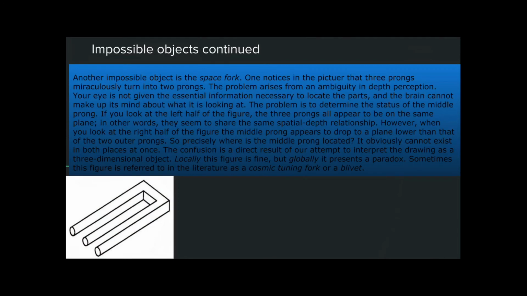Another impossible object is a space fork. One notices in the picture that 3 prongs miraculously turns into 2 prongs. The problem arises from an ambiguity in depth perception. Your eye is not given the essential information necessary to locate the parts, and the brain cannot make up its mind about what it is looking at.